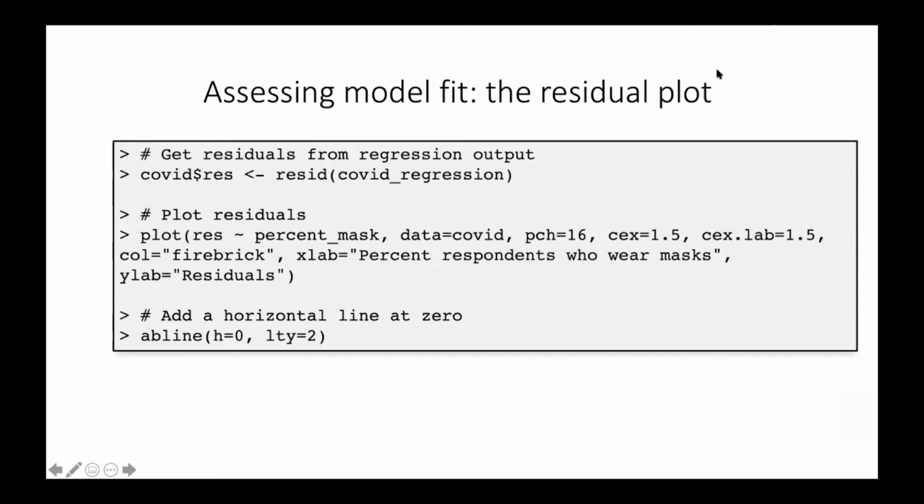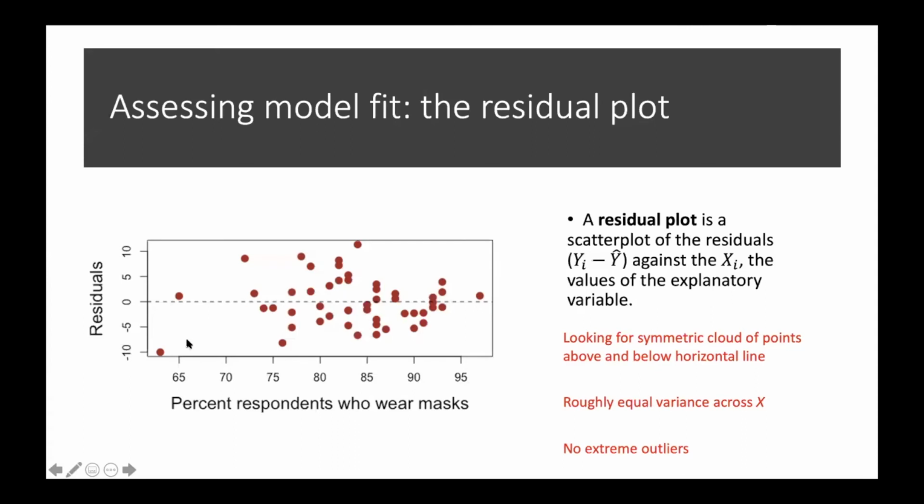And so we can use some R code to extract the residuals of our fitted model, and I've simply saved them in the original data frame here in my COVID data file. I can then plot these residuals and add a horizontal line to them using this code here. And this is the plot that we then get from this relationship, and this is what's called a residual plot, where on the y-axis are our residuals, and that is the difference between the observed value and the fitted value.